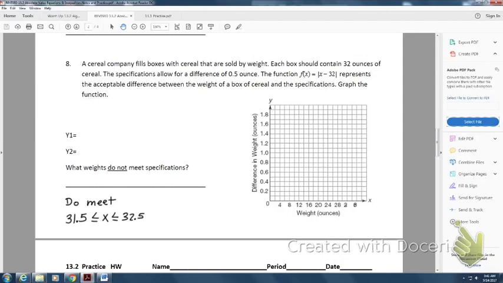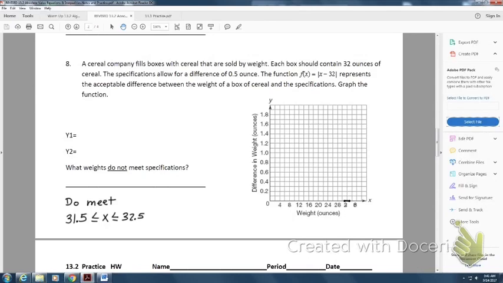I'm going to come over here. I am going to use this x-axis as a number line, and hopefully you'll see why. The reason this graph is so hard is that it's so zoomed out, it would be hard to see where it crosses and all the data that we would need. But 31.5 is about right there, and 32.5 is about right there. So the specifications that meet it is going to be inside of this.